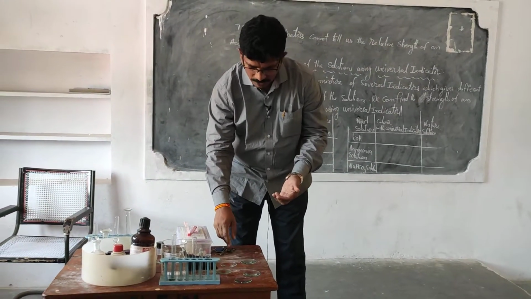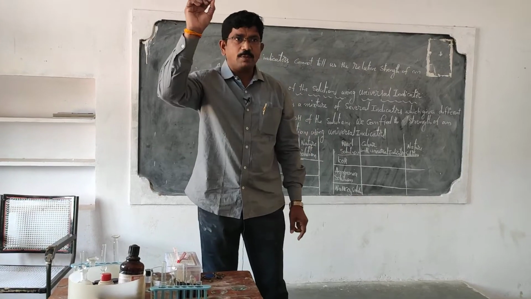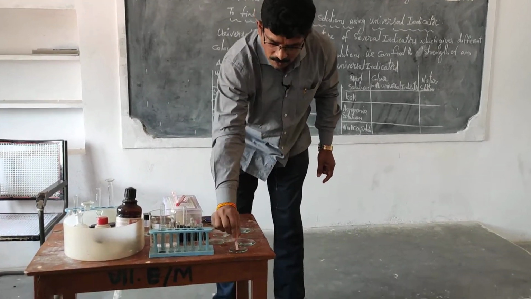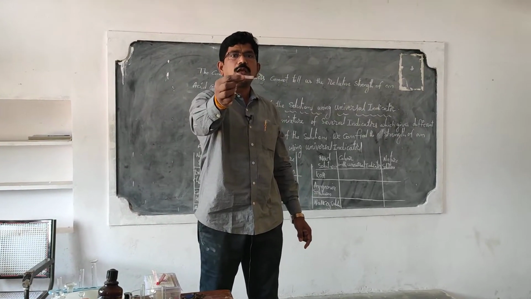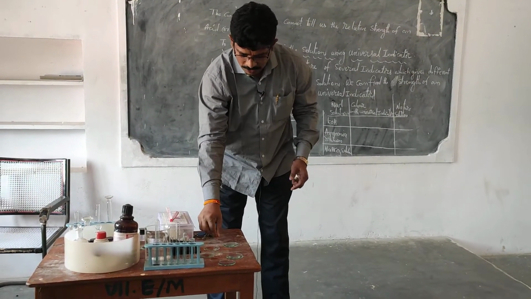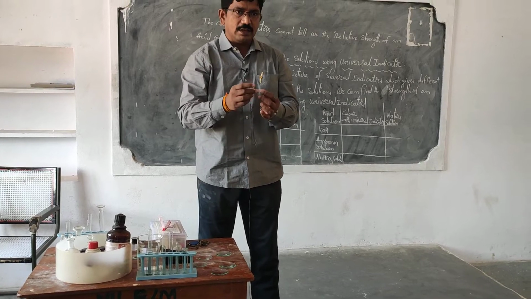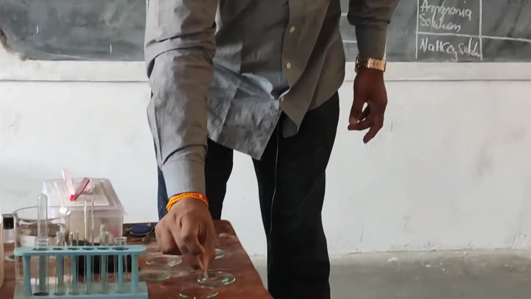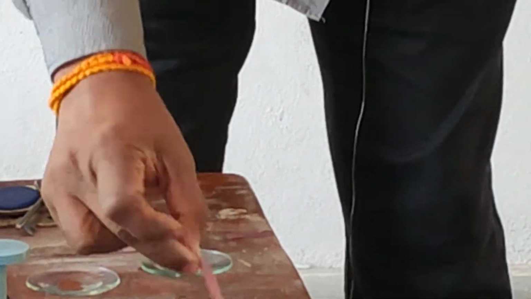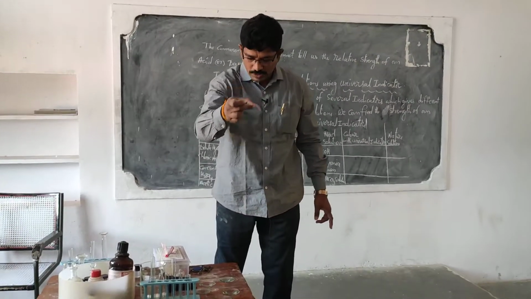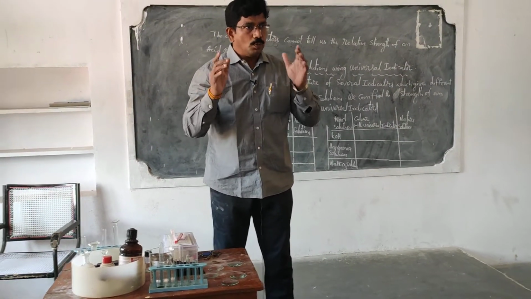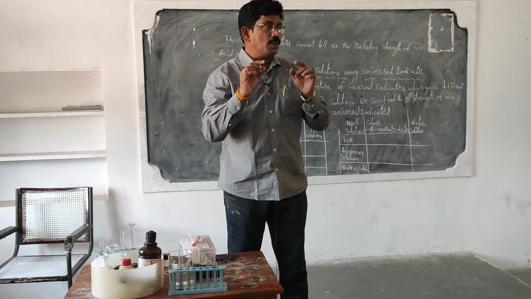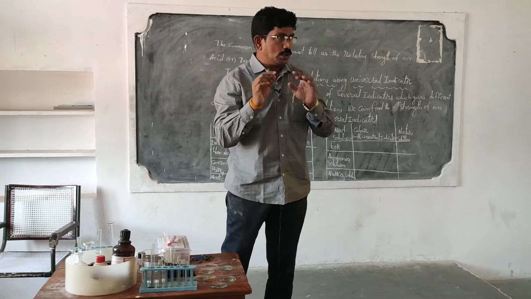Next, come to the point. Once again, I am testing the given solution with the red litmus paper. See this. There is no change. Now I am testing another solution with the red litmus paper. Do you find any change? No change. Now one solution turned blue. So red litmus turns to blue in one of the solutions.